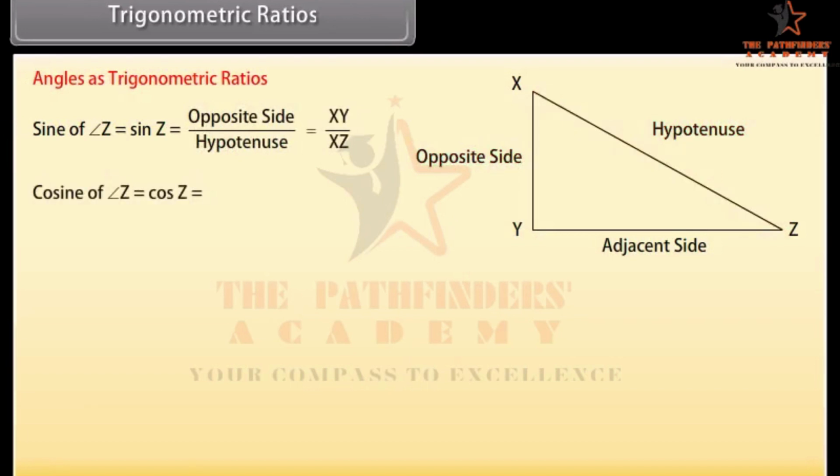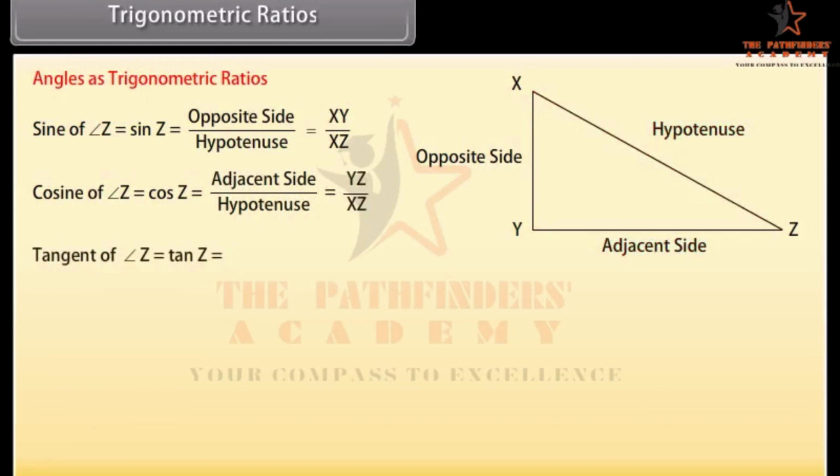Cosine of angle Z is equal to cos Z, which equals adjacent side upon hypotenuse. Tangent of angle Z is equal to tan Z, which is equal to opposite side upon adjacent side.